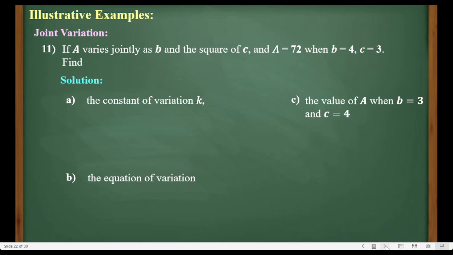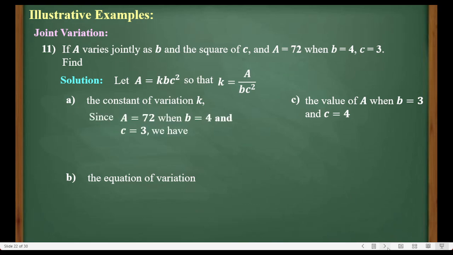Of course, the first part of our solution is we translate this statement, A varies jointly as B and the square of C, and that will give you A equals KBC squared. And from that equation, solving for K, we have K is equal to A over BC squared. And taking this equation, we can solve for the value of K in letter A.